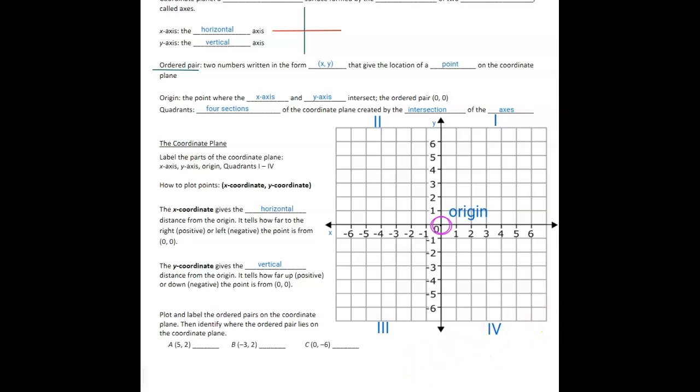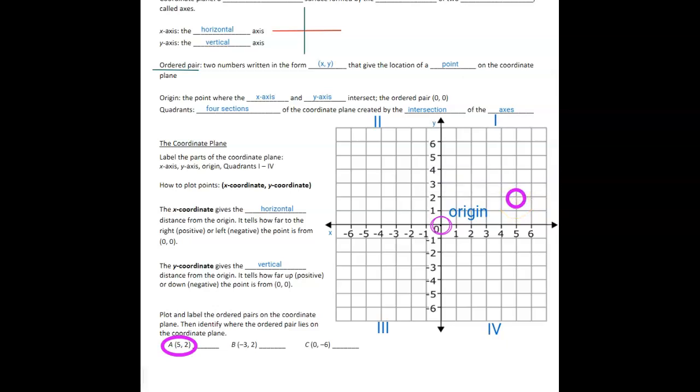Our first point is A. A is going to be located at (5, 2). This is our first ordered pair. We're going to start at 0. If our first number is 5, we're going to go to the right to 5 on the x-axis. And then our second number is 2, so we're going to go up to 2 on the y-axis.